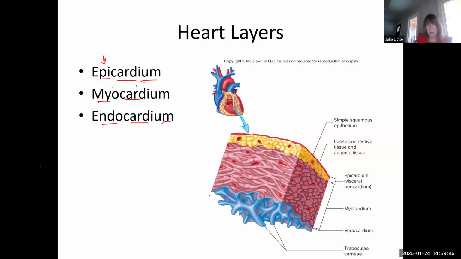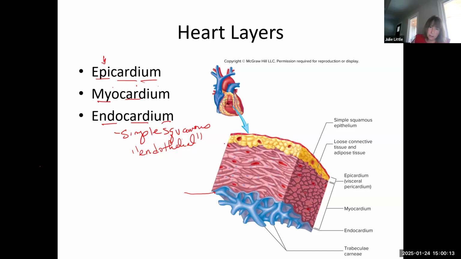So we see these in different layers. We see the nice blue here. This endocardium is made of simple squamous cells, and the simple squamous cells are also called endothelial cells. So these endothelial cells, they line our heart and they're continuous with the great vessels that leave the heart. So endothelial cells line blood vessels and the heart itself on the inside.